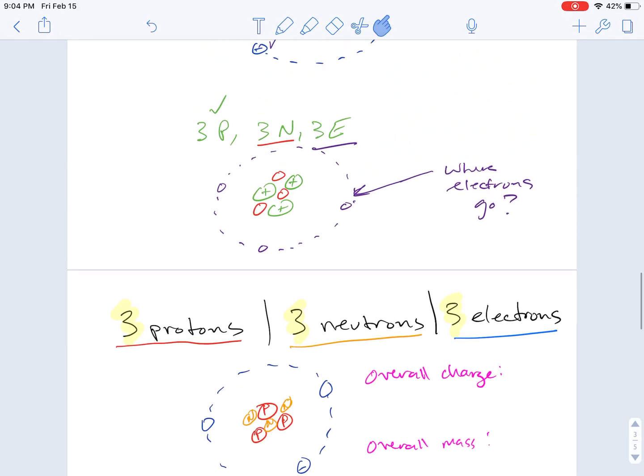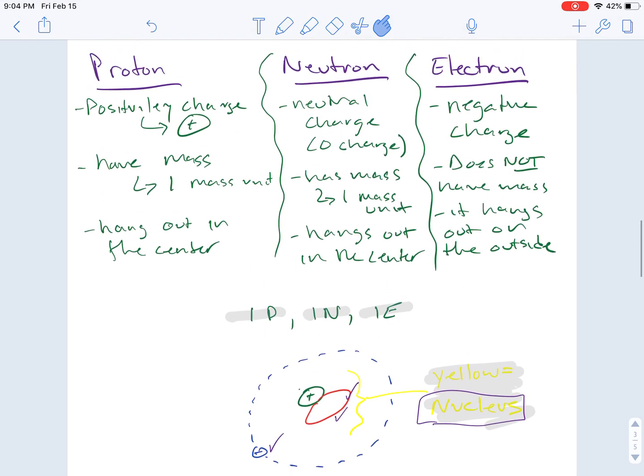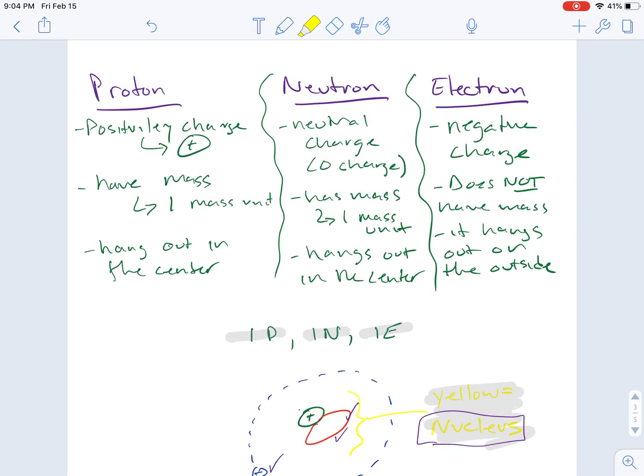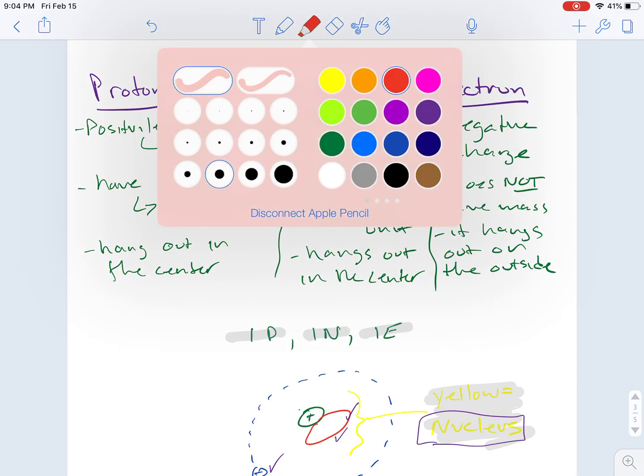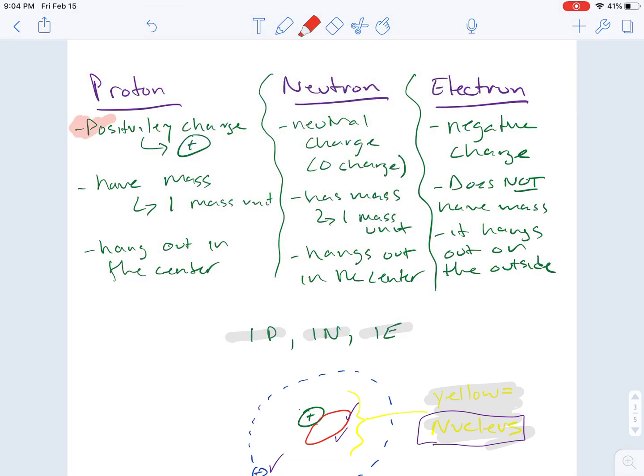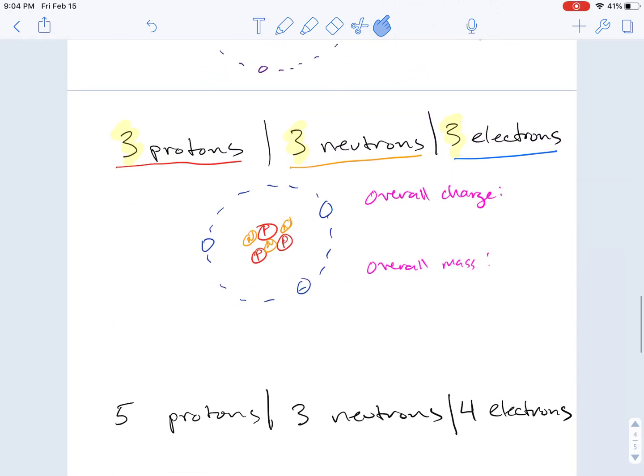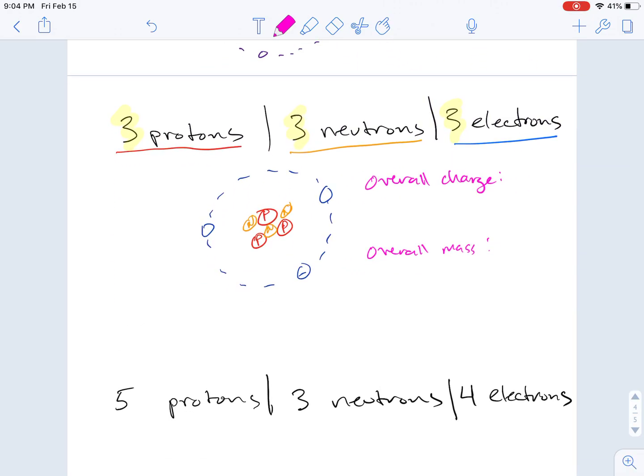If we go back up to this information about protons, neutrons, and electrons, we'll first look at the charge. So protons are positively charged. Neutrons have a neutral charge, which we said means 0 charge. They're not positive or negative. And electrons, we can see, have a negative charge. So if we go back down to our image of our atom, let's consider this overall charge.